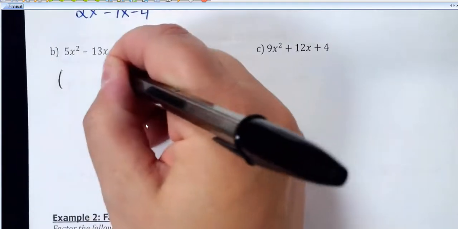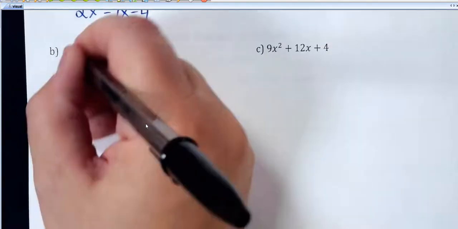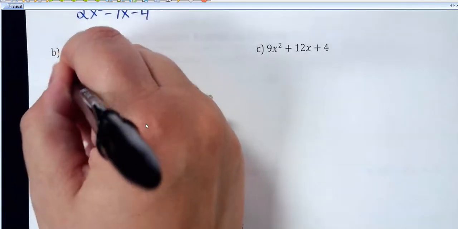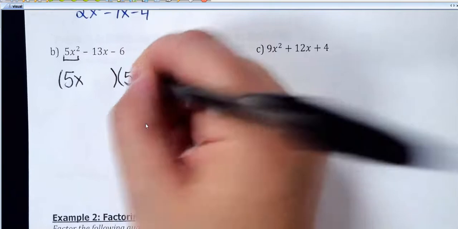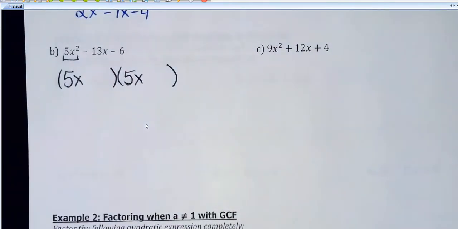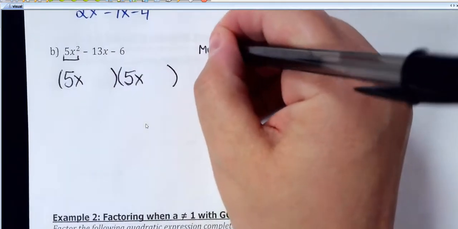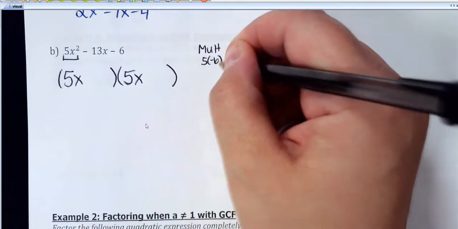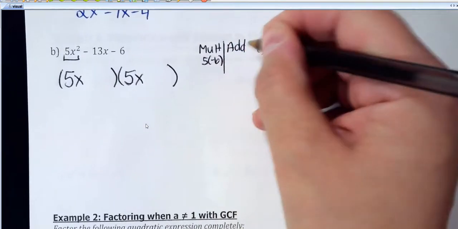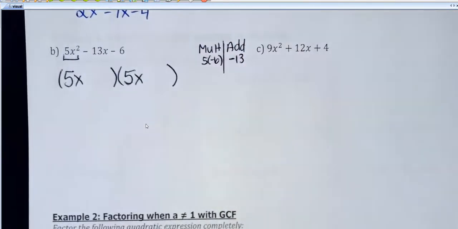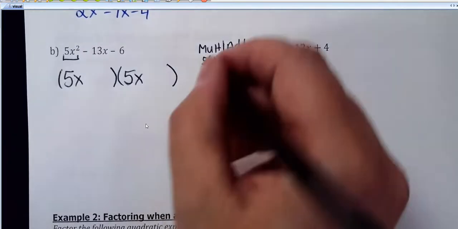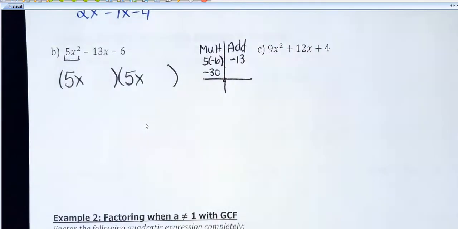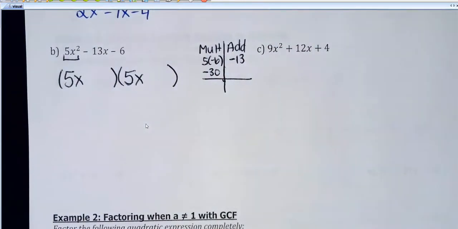To write the factors here, I'm just going to take that first term, which is 5x squared, just drop the squared, and write that at the beginning of each of the factors. Okay, to fill those in, you're going to multiply a times c. For this question, it would be 5 times negative 6, and I want to add up to the b value. For this question, that's negative 13. And so if I actually multiply those, I have to multiply to get negative 30, add to get negative 13.